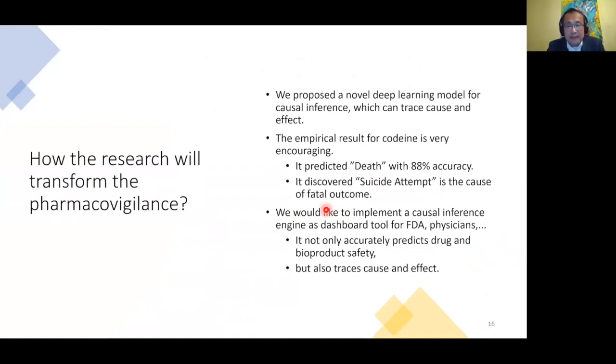If we know the cause of a severe clinical outcome or drug safety issue, we can tackle the problem at its roots. The preliminary study shows that using just one opioid drug from FAERS data, we can predict deaths with 88% accuracy. We also discovered that suicide attempt is the major cause, or you could say the root cause, of a fatal outcome, as we verified using other people's studies.